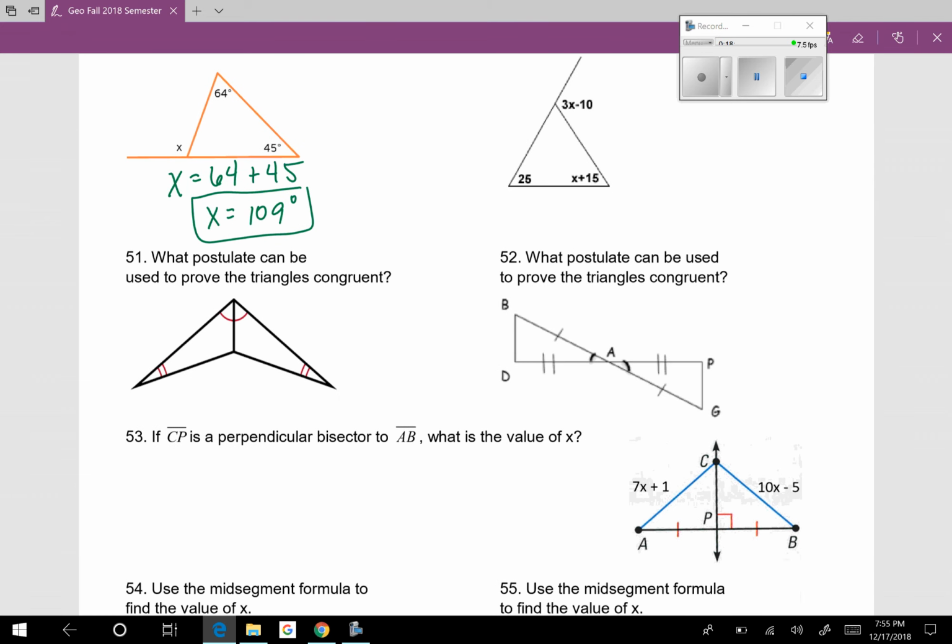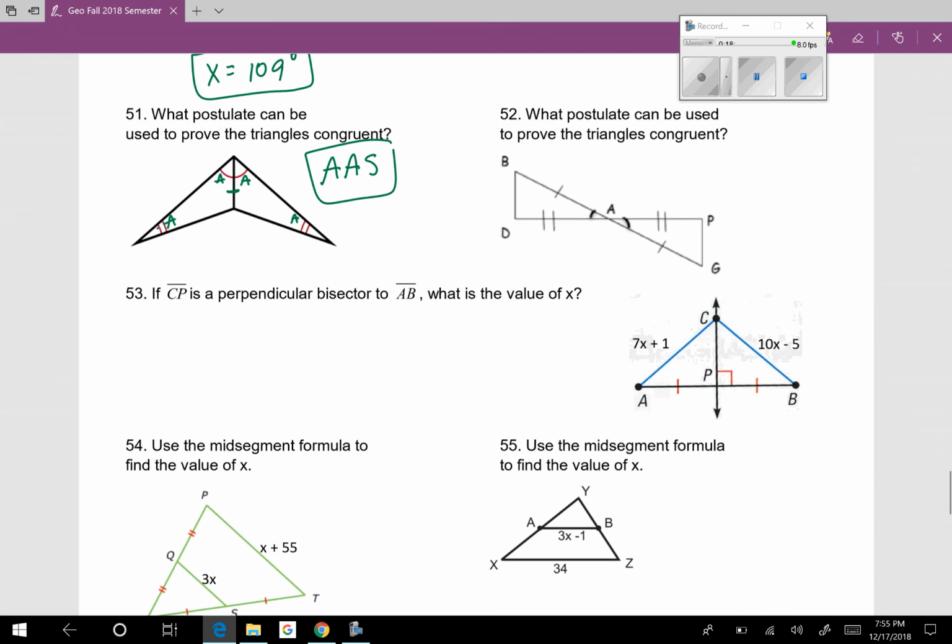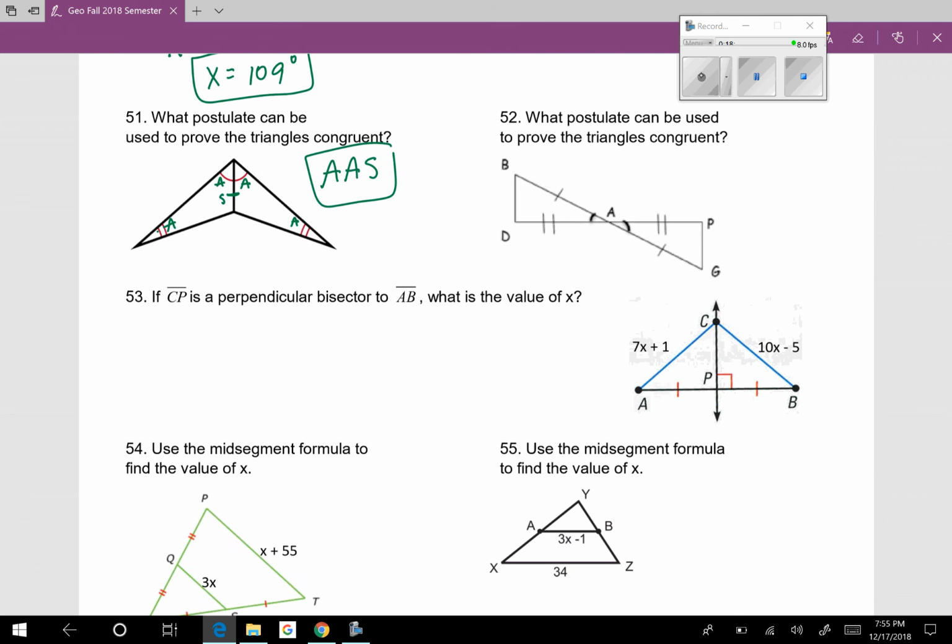Okay, number 51. What postulate can be used to prove the triangles congruent? Okay, well, all we have here, we've got an angle there, an angle here, and then we have the side that they share in the middle. So, what is it? Angle, angle, side. That's how they can be congruent. We should mark our S here.